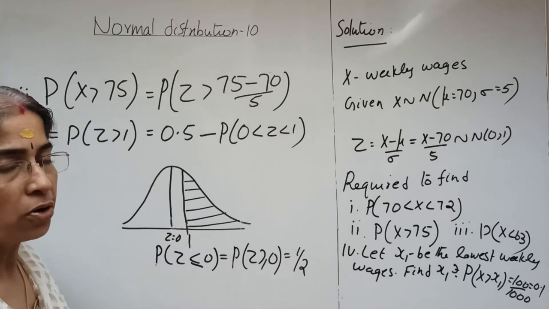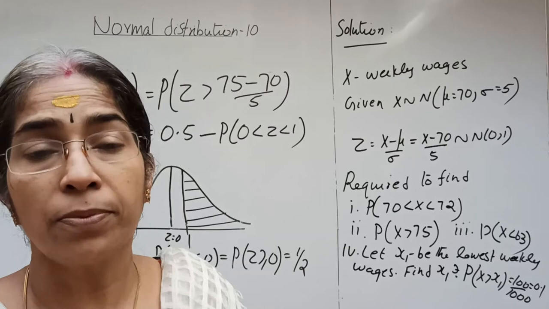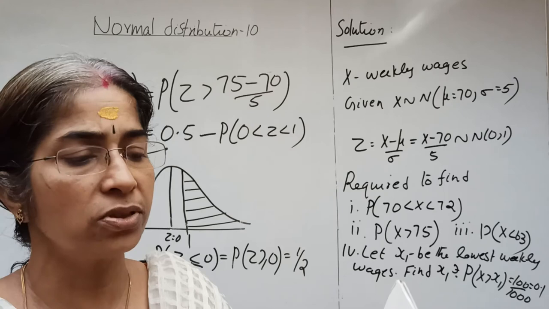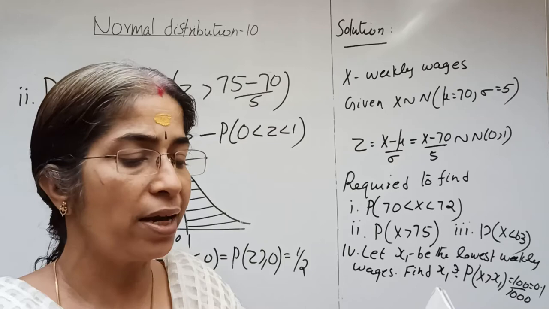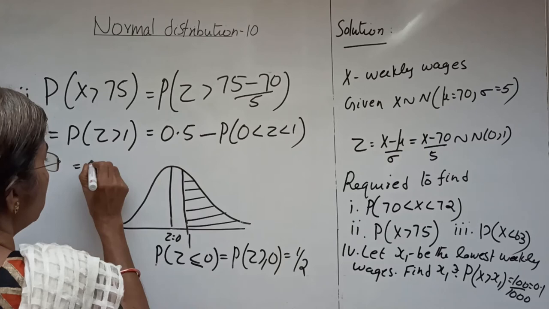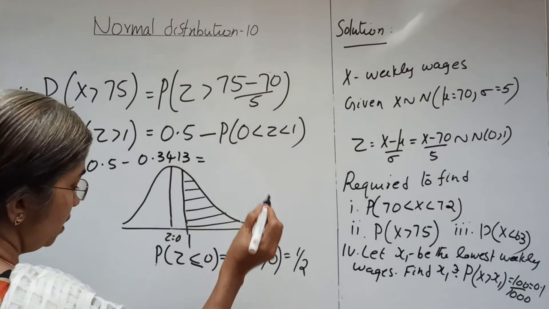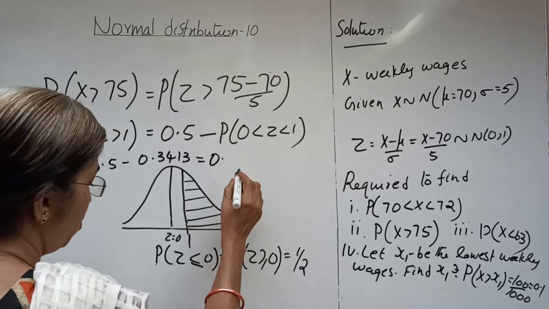And this value, probability 0 less than z less than 1, is obtained using the table. We have to consider the page, area under standard normal curve. It is the value corresponding to the row 1.0 and the column 0, and hence it is 0.3413. That is equal to 0.5 minus 0.3413, and it is equal to 0.1587.